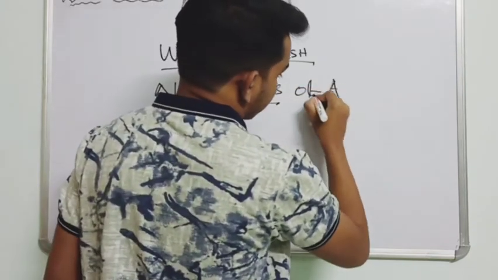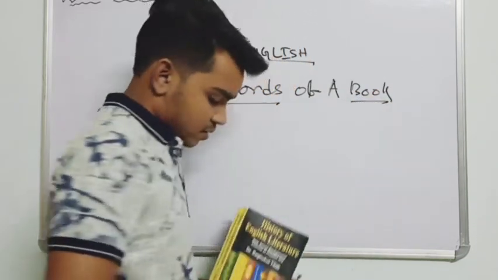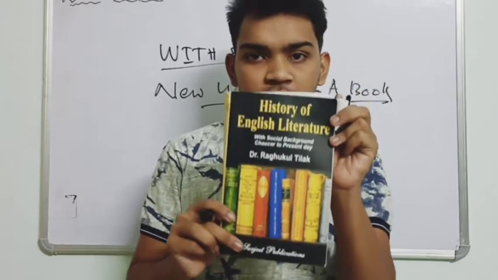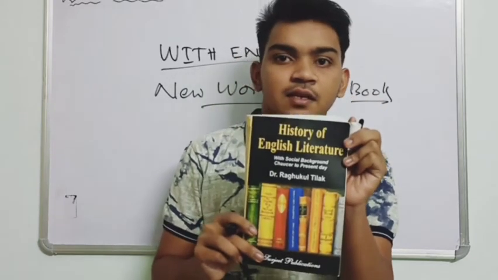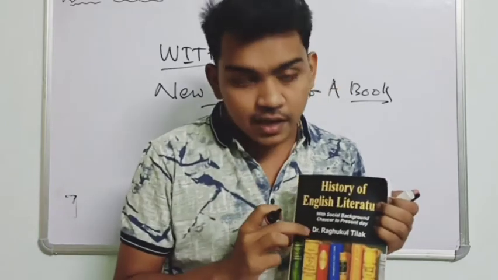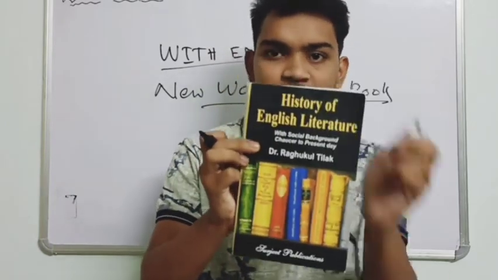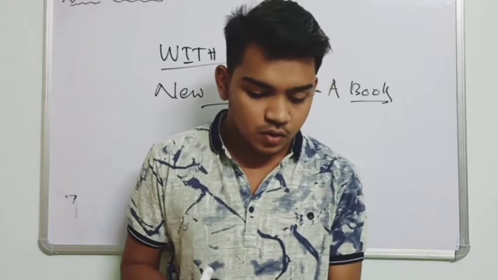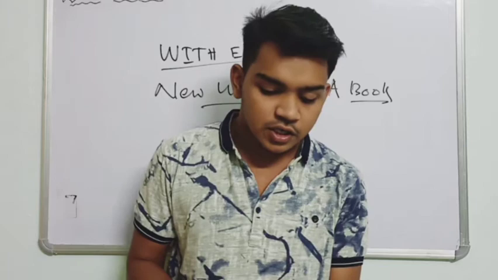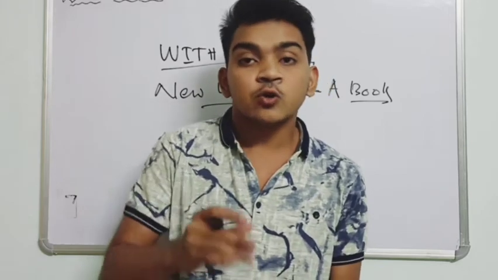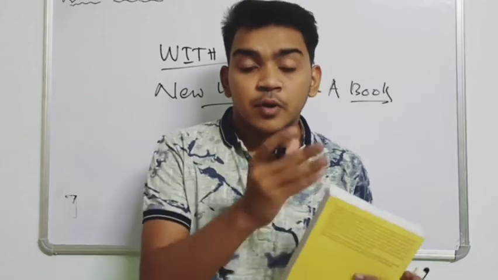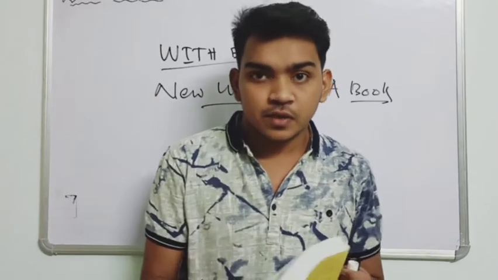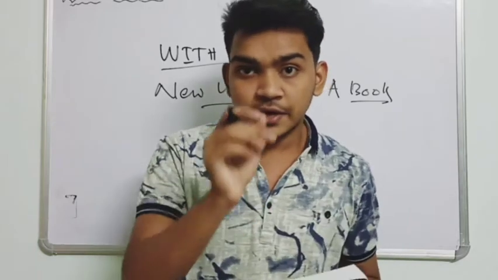Of a book. The book is this: The History of English Literature. Take a screenshot of this book. If you like this, then buy it and read it, by Raghukul Tilak. So, I am going to discuss some new words that I learned from this book. History of English Literature by Dr. Raghukul Tilak, with social background, Chaucer to present day. In this book, English literature from the Chaucer age to present day. Between these ages, what happened with English literature? This book shows that. So please read it.